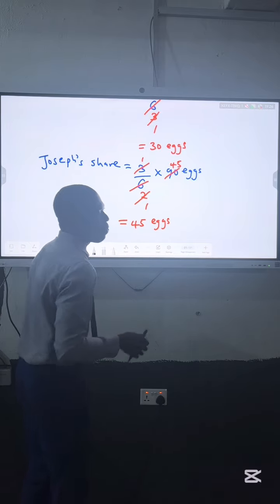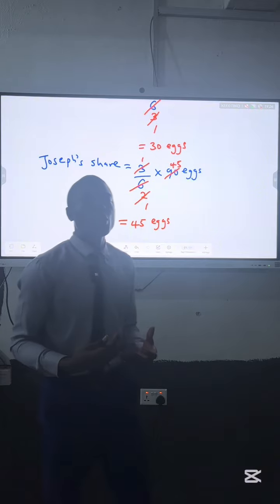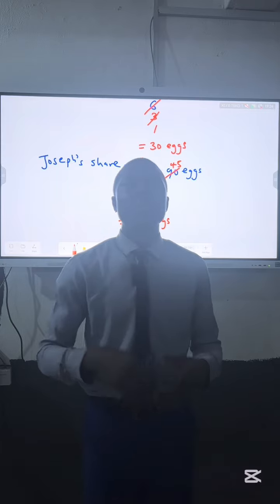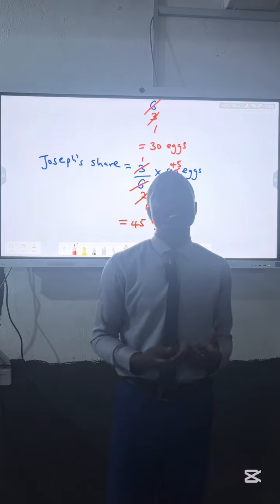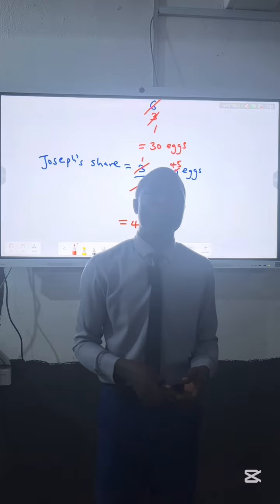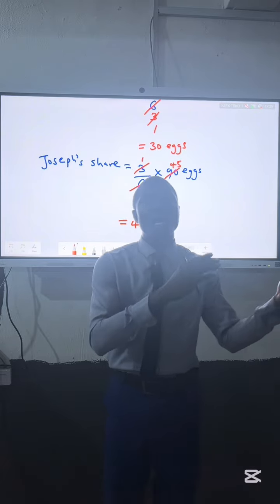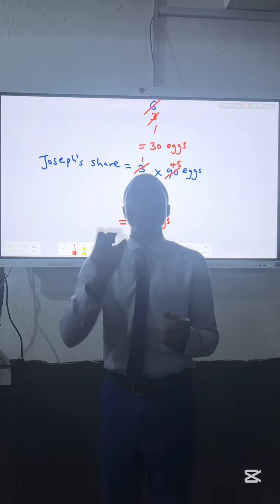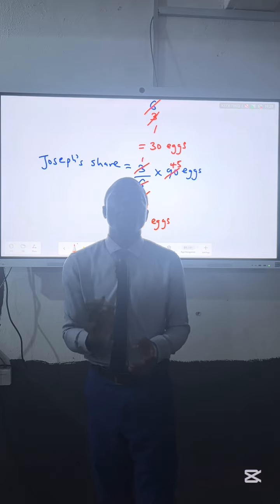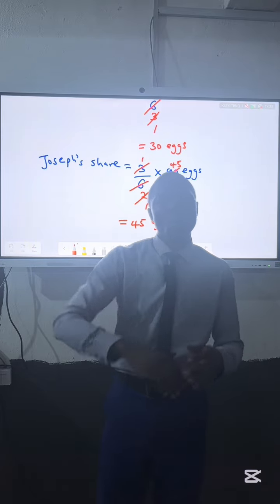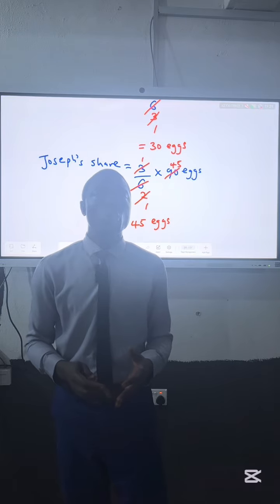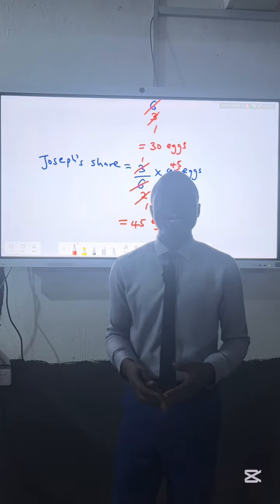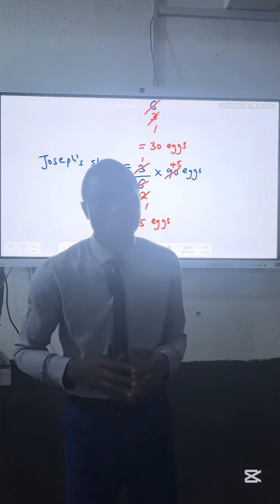So this is what it means to share something between two persons, or to share some things among some people in ratio. First, you add up the ratio to get the total ratio. Then you pick each person's ratio over the total, multiply by whatever they are told to share or given to share. All right, thank you for staying down to this point.